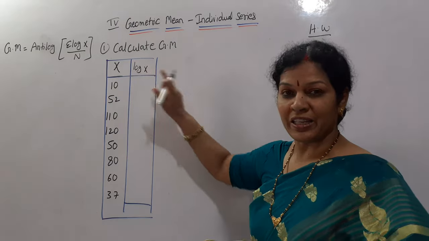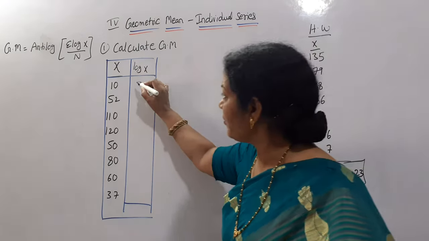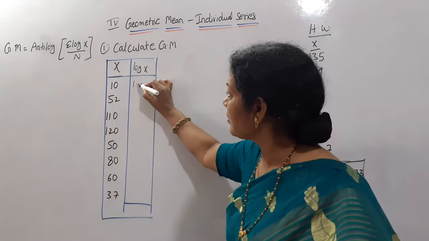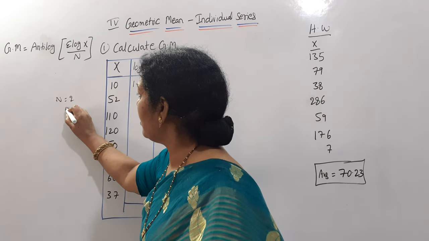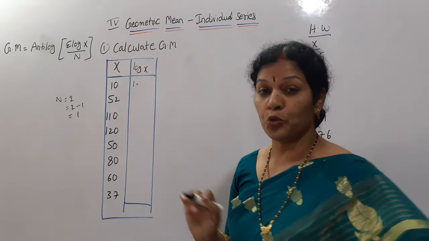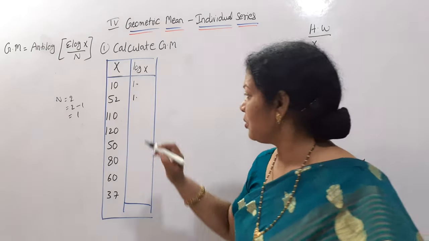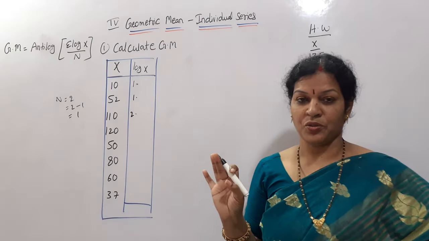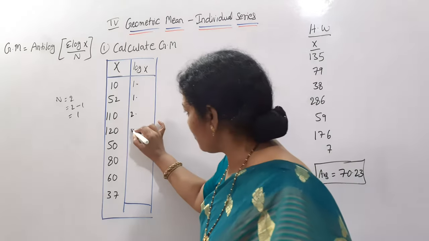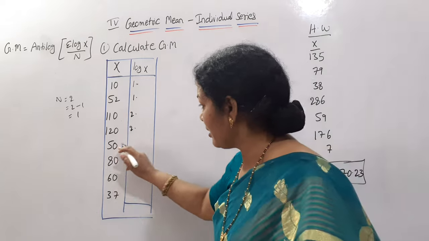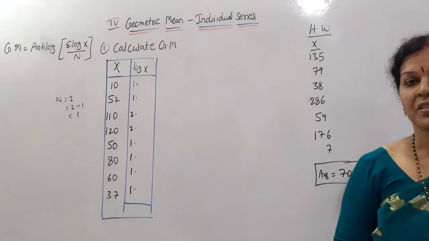Now, for this first log x, how many numbers are there? 2. Okay, so 2 minus 1 comes to 1. One point we will write here. How did we get this? Assume the number of digits as n. Here n is 2, so 2 minus 1 is 1, and we write 1 point. Here also 2 digits, so 1 point. Here 3 digits, 3 minus 1, 2, so 2 point. Here also 3 digits, so 2 point. Here 2 digits, 1 point, and again 1 point. First we are giving the weightage, then after that we will see the logs.